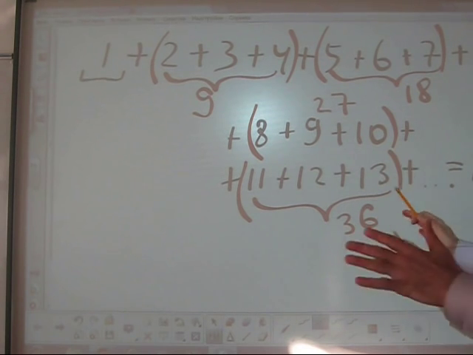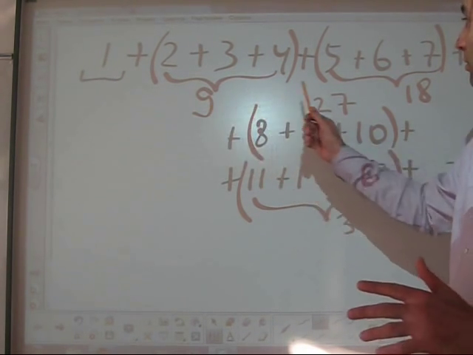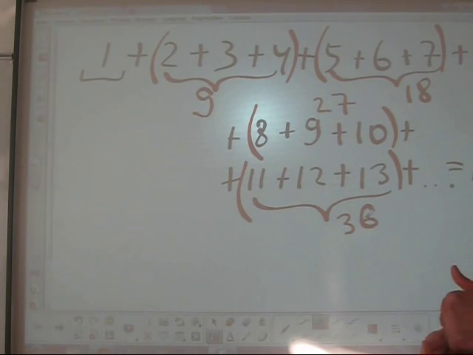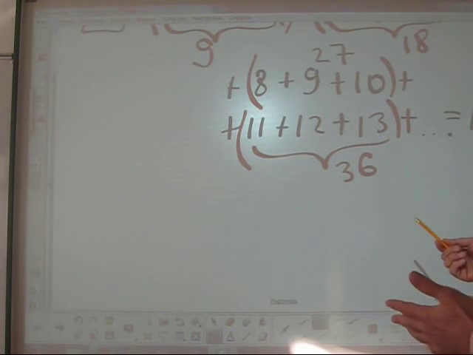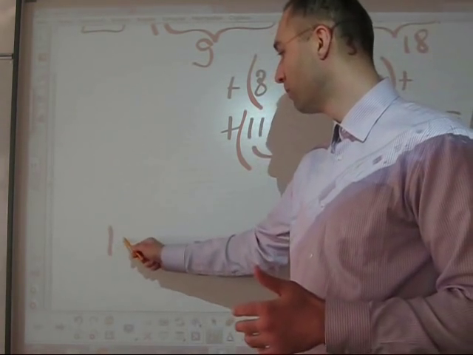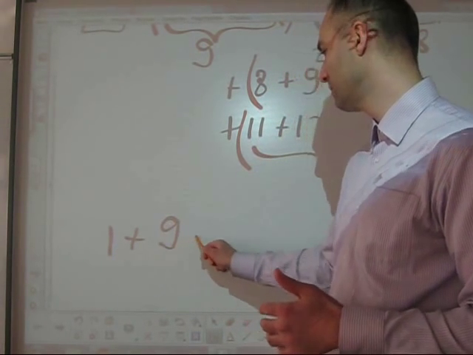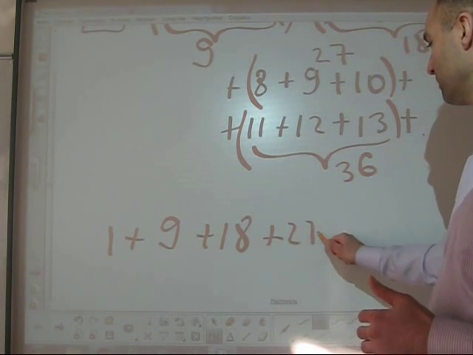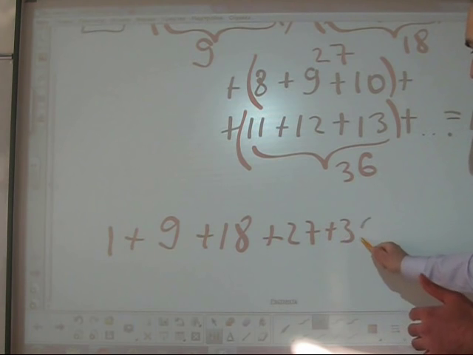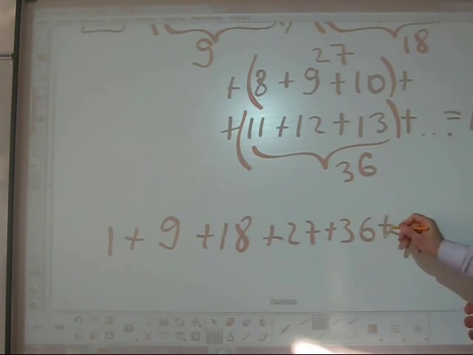Now, it is obvious that all of them are multiples of 9. So we can rewrite this sum as 1 plus 9 plus 18 plus 27 plus 36 plus 45 plus etc. equals N again.